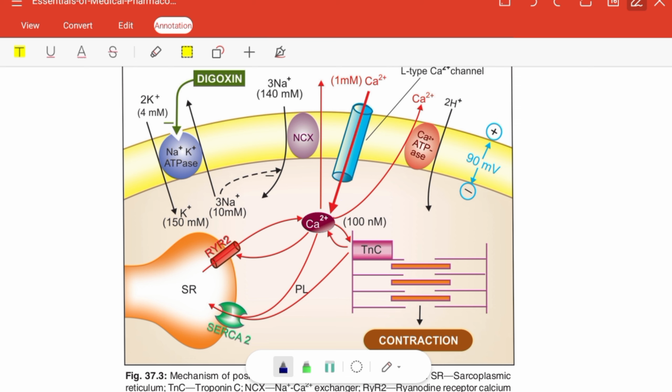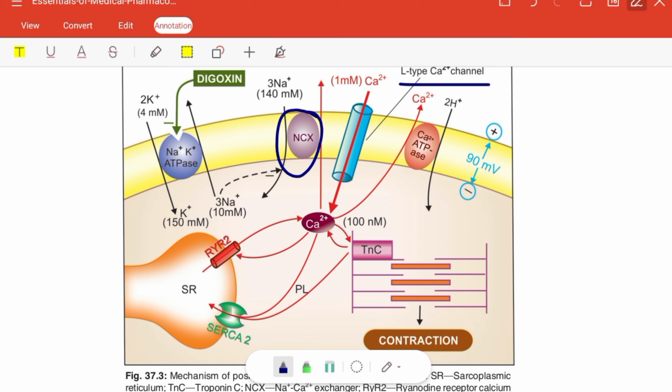What happens after the contraction is that the abundant calcium which was released by the sarcoplasmic reticulum is taken up back by the SERCA receptors. This SERCA receptor takes back the abundant calcium which was released by the RYR2 receptors. Now, the calcium released by the L-type calcium channel must be taken back, right? It is done by the sodium calcium exchanger.